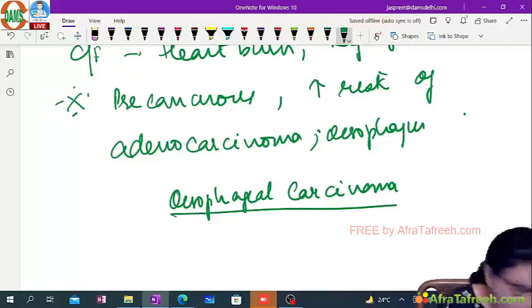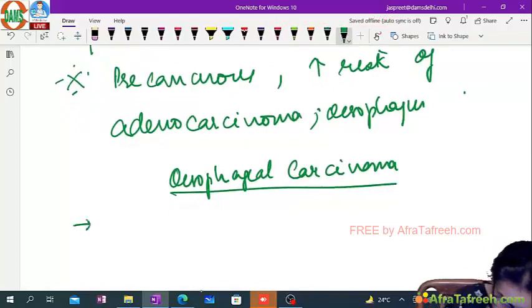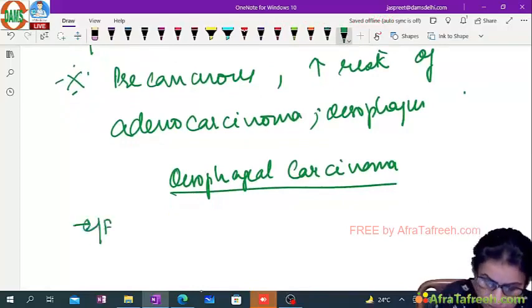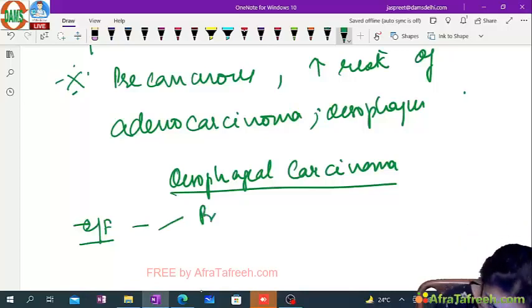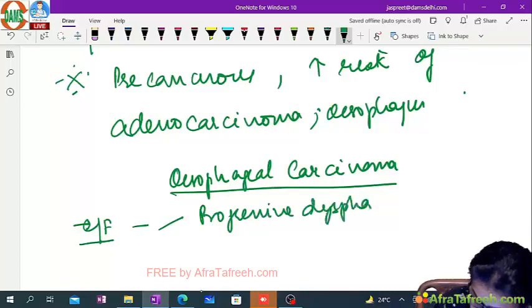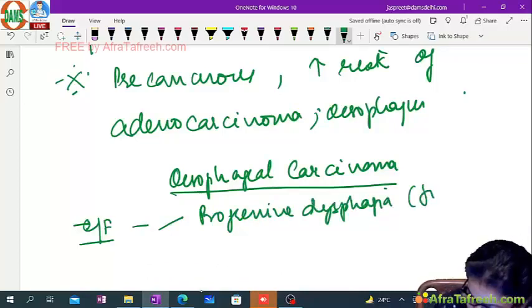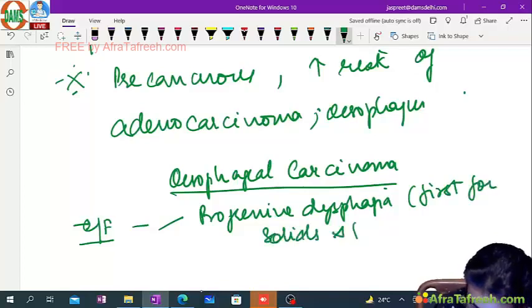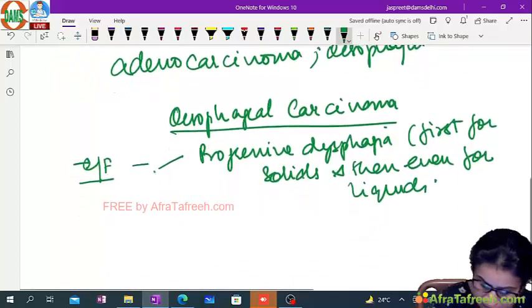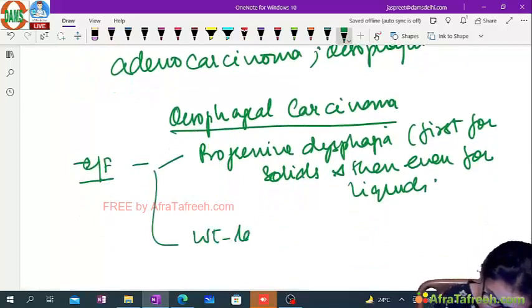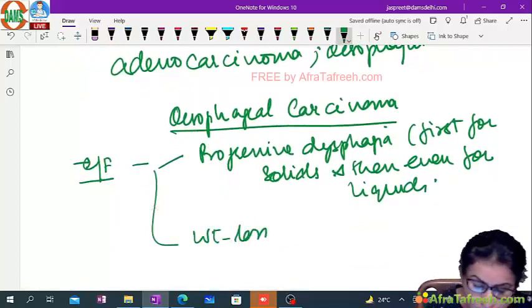Now esophageal cancer clinical features. How does a patient of esophageal cancer present? They have progressive dysphagia. Dysphagia is first for solids and then even for liquids. Second, they have weight loss. Dysphagia, weight loss.